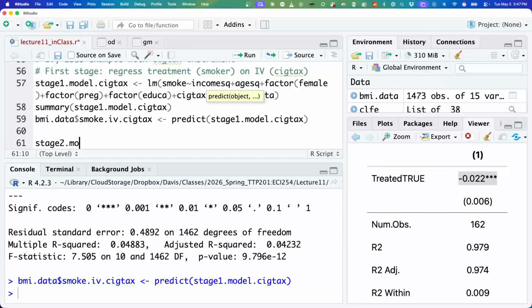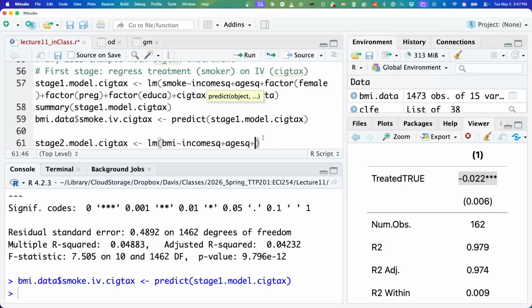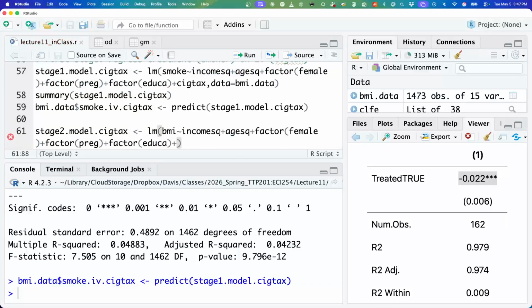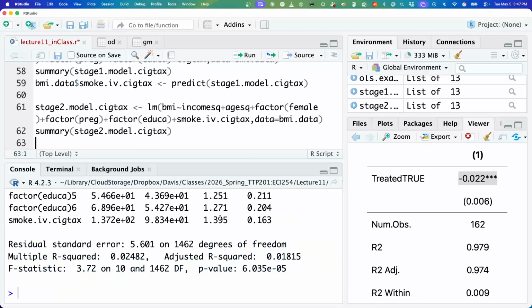So stage 2 model. That's equal to LM BMI, income squared, age squared. I'm just going to copy and paste all of this. Plus the smoke IV variable, which is that new variable that we created. Data equals BMI data. Stage 2 model. Okay, great.